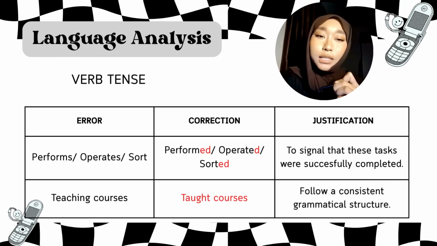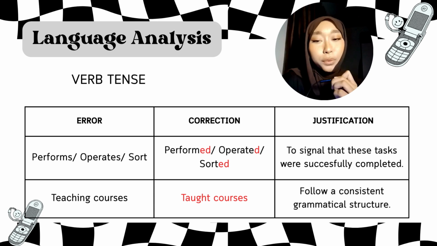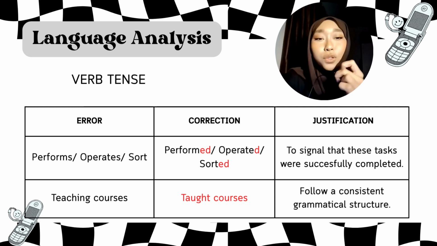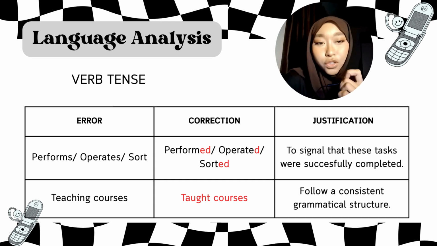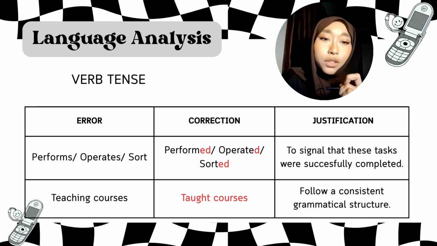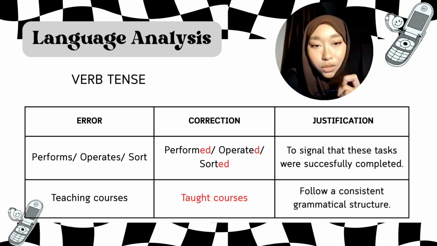So for the language analysis, the errors that I found is the verb tense. For example, performs, operate, and sort. The correction that I made for it is performed, operated, and sorted. Why I choose to change from present tense to past tense is because she already completed those jobs. If she were to say that she performs, operates, and sorts, it means that she is still doing those jobs, which is not true because she already quit those jobs.